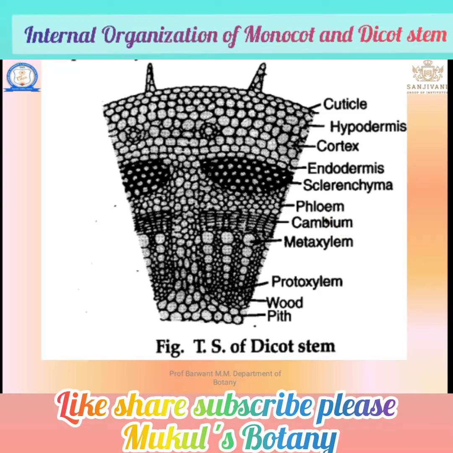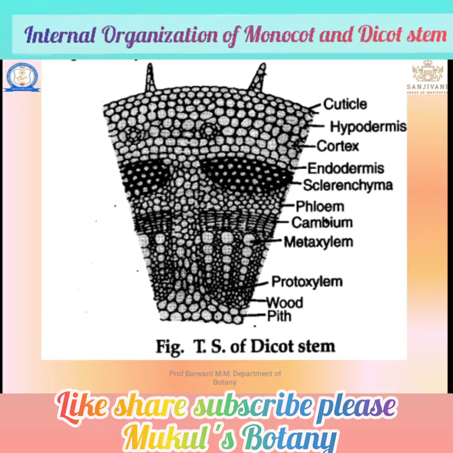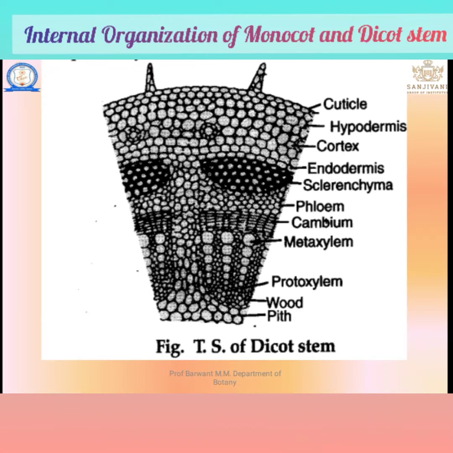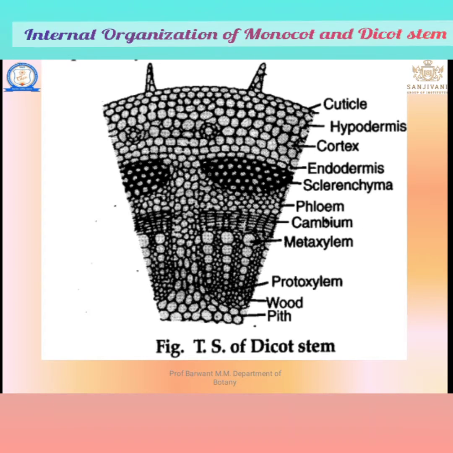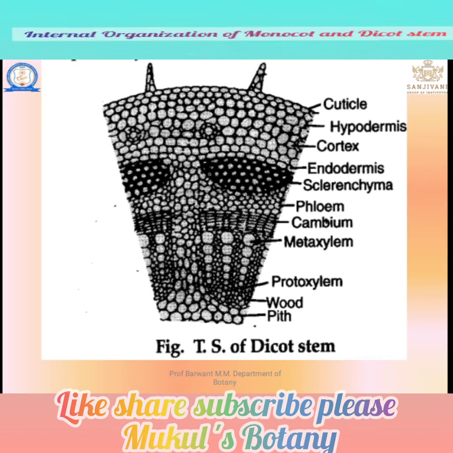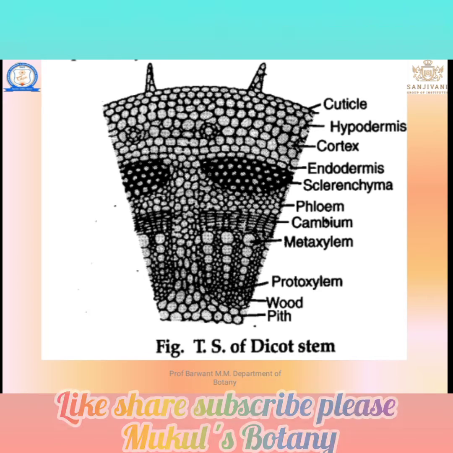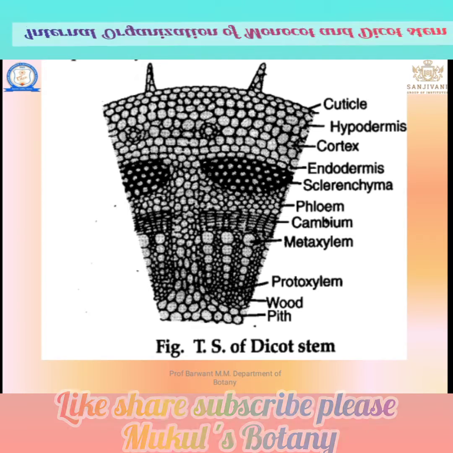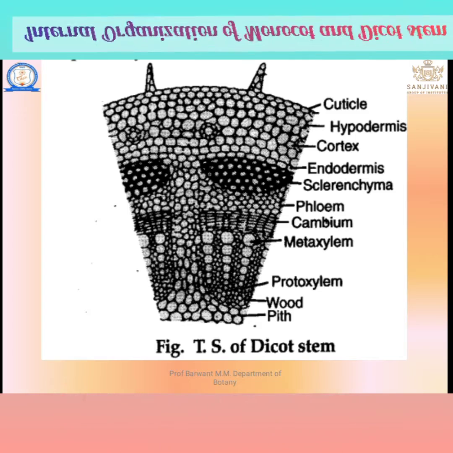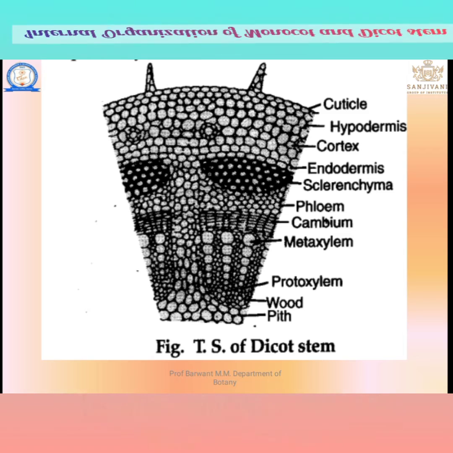Let's see the epidermis in the internal organization of a dicot stem. Some dicot stems have hairs on them. Besides the hairs, there is a thick cuticle above the epidermis, which helps to avoid excess loss of water. Then inside the cuticle, the epidermis is present. The epidermis is the outermost layer of cells, which gives protection to the cells.